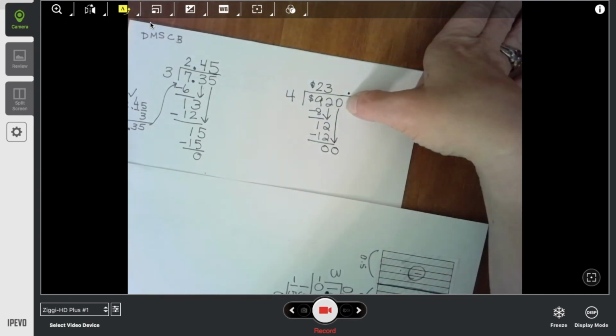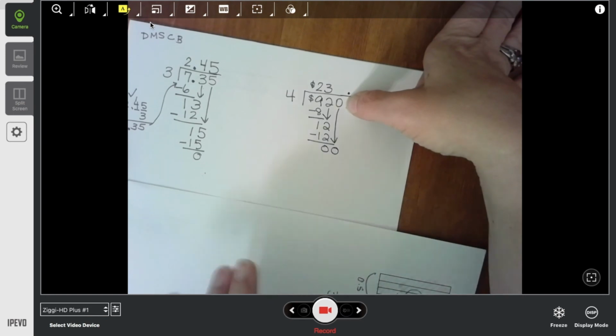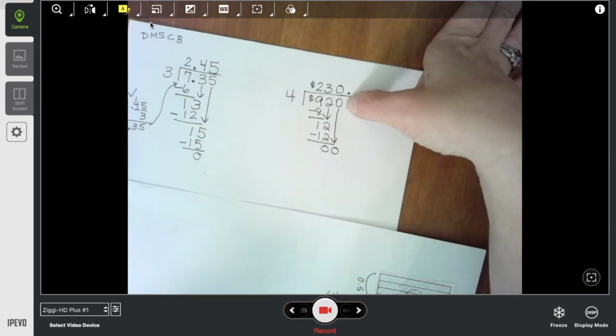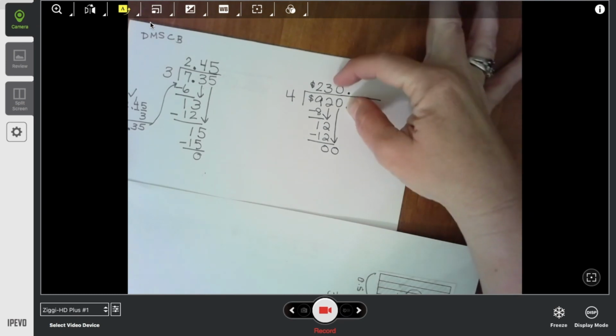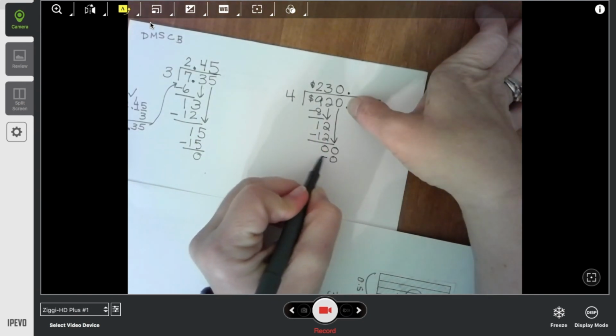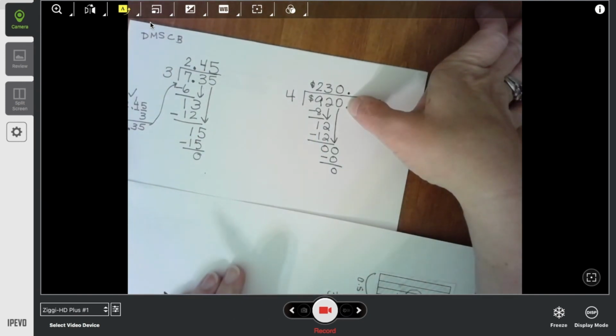Bring down that 0. Even if it's a 0, you need to bring it down and go through all the steps. How many 4s go into 0? 0. Just think, if I would have skipped that step, instead of $230 right there, I'd have $23. So that 0 is very important. 0 times 4 is 0. I subtract and I get 0. Don't worry about the decimal because we moved that up.